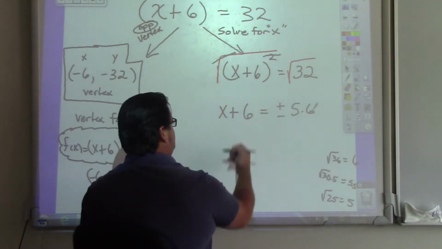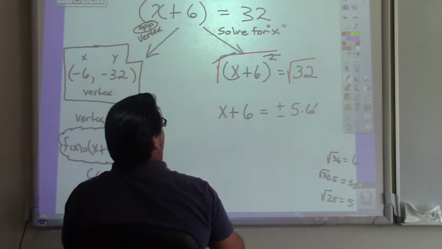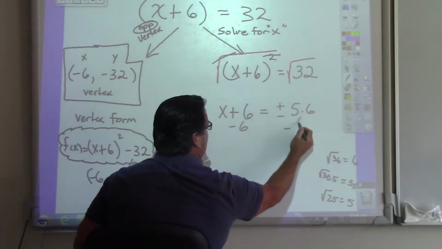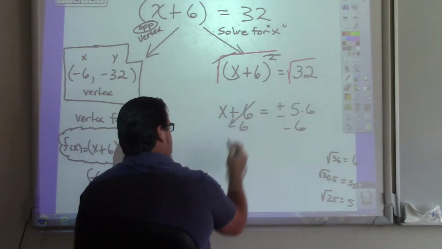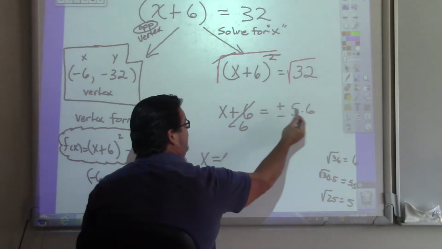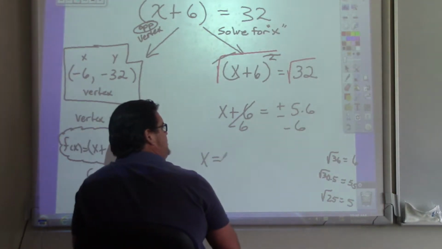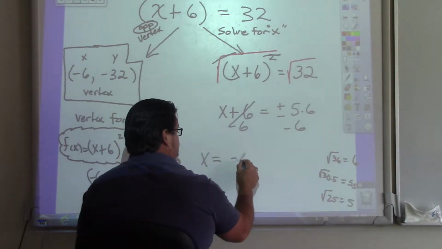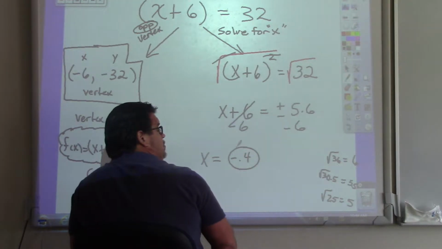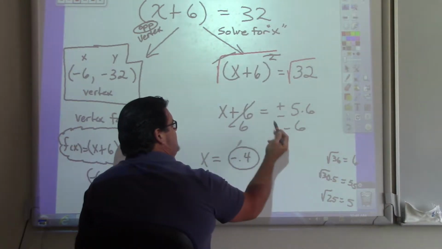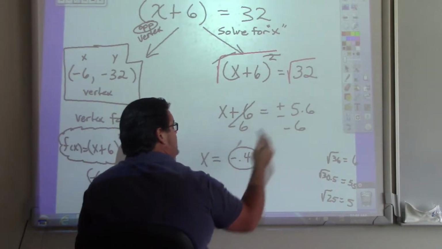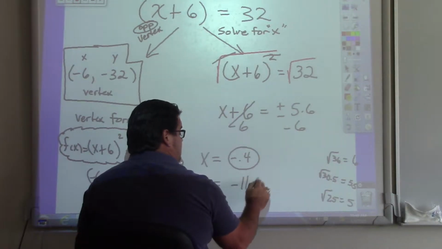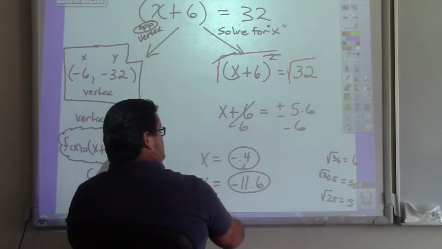Now, how do you get rid of a positive 6? Hey, I like this. I think I can get used to this. Minus 6, and if you do it on one side, you do it on the other. And what's 5.60 minus 6? Negative 0.40, right? That's one x-intercept. And what's negative 5.60? You owe $5.60. You owe $6. What's the other? You owe $11.60. So there's your two x-intercepts.